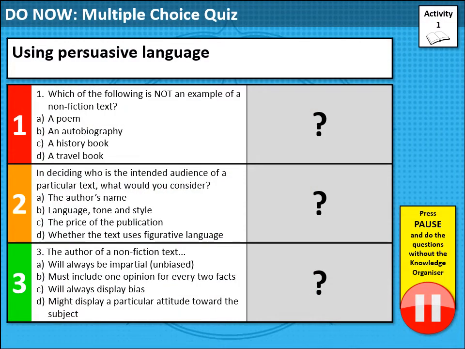To start, you're going to complete your Do Now task, which are 3 multiple choice questions. Pause the video to complete these questions and do so without the knowledge organizer or any other resources. Press play when you're ready to move on. Press pause now.